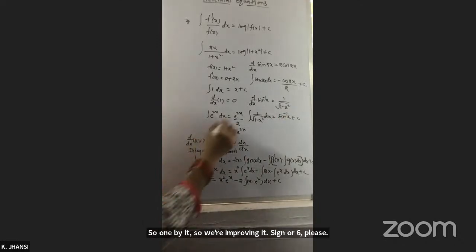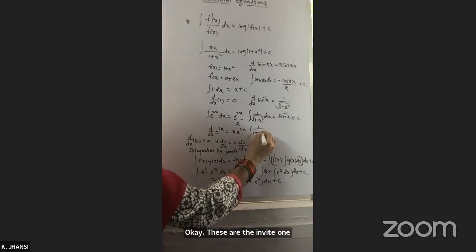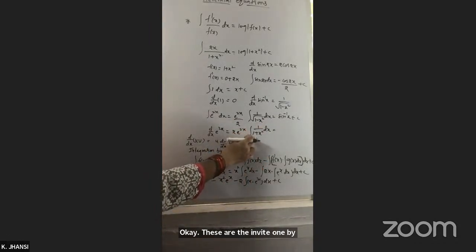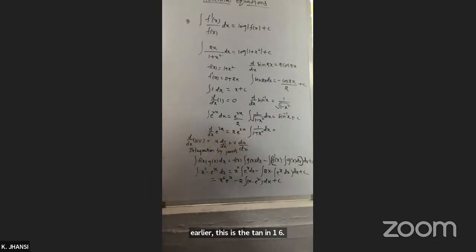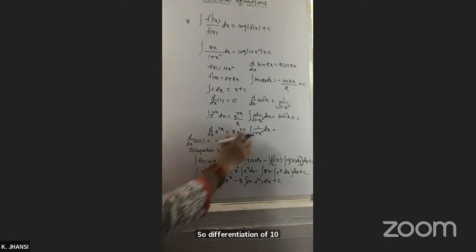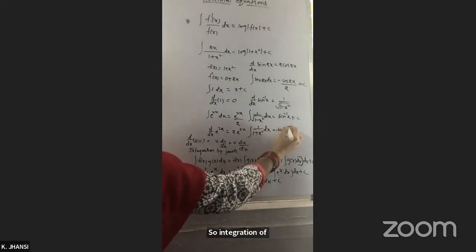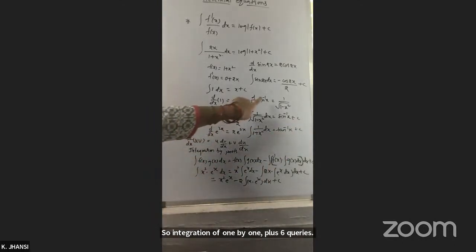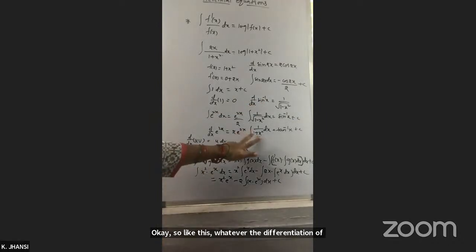These are the inverse trigonometric functions. If you take 1 by 1 plus x square into dx, if you have an idea, this is tan inverse x. So differentiation of tan inverse x is 1 by 1 plus x square, so integration of 1 by 1 plus x square is tan inverse x plus c. So like this, whatever the differentiation of inverse trigonometric functions, similarly you will have integration.